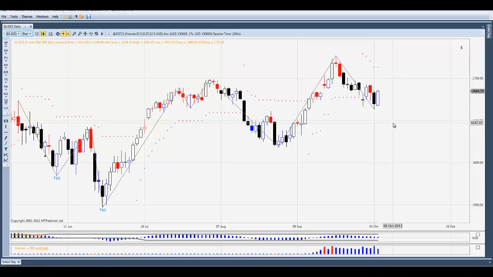This is the MTPredictor weekly market update for October 6th. Well, we are in the last quarter of the year here. Always an interesting time when we get into October as far as the markets go.